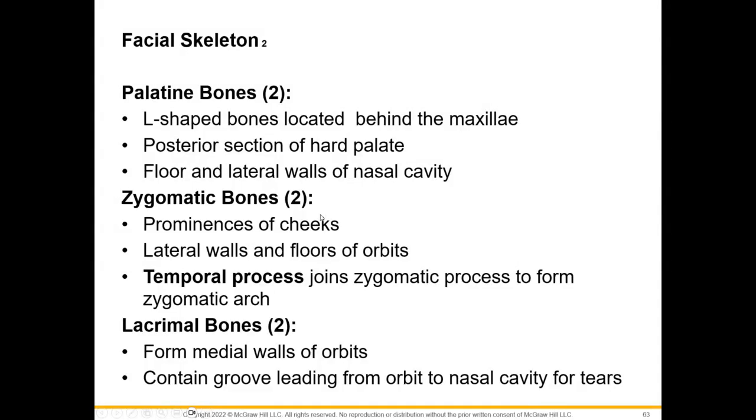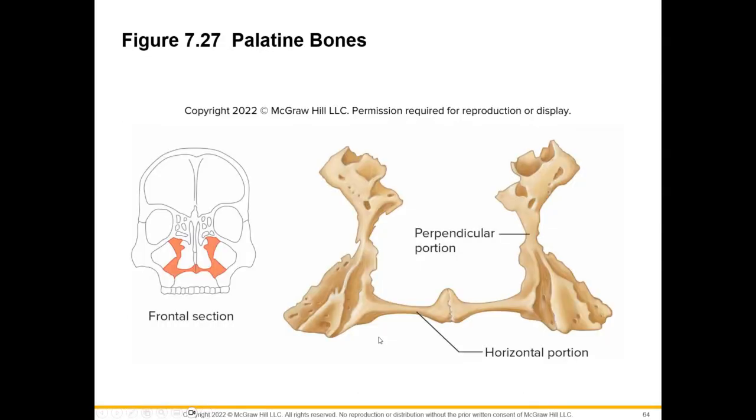The zygomatic bones, of which there are two, form the prominences of the cheeks and the lateral walls and floors of the orbits, and the temporal process joins the zygomatic process to form the zygomatic arch. Two lacrimal bones form the medial walls of the orbits. They contain the grooves that lead from the orbit to the nasal cavities for the tears.